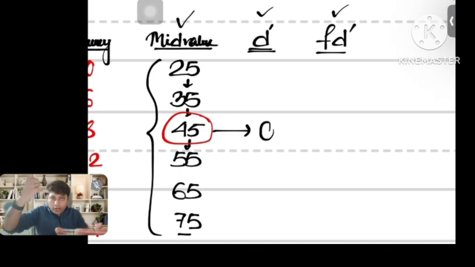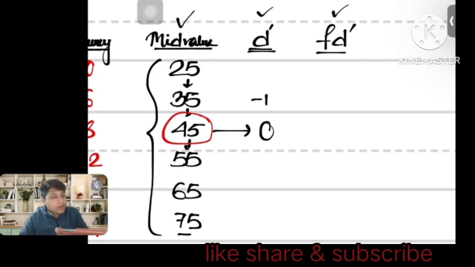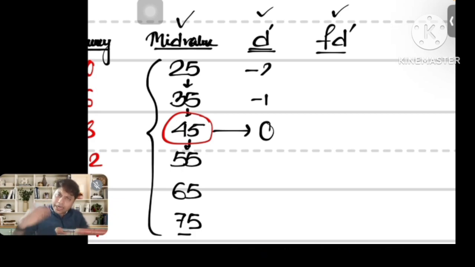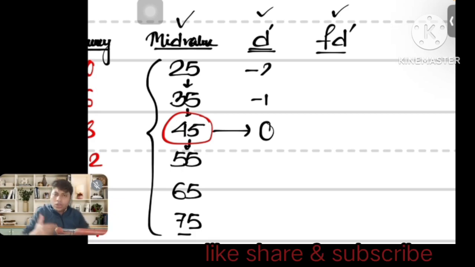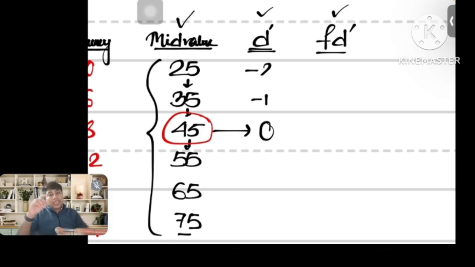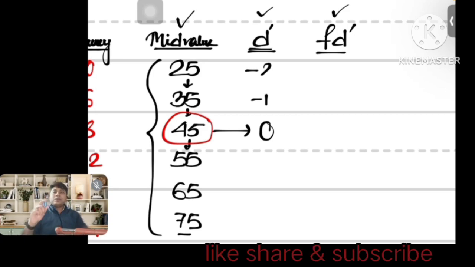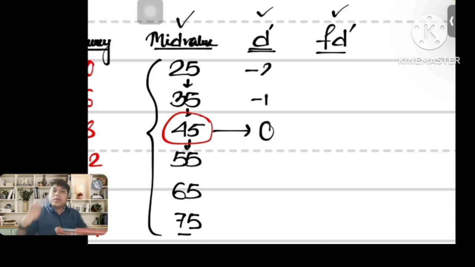And then, once you go upward, you have to write -1, -2. There are students who ask me, will it always be -1, -2? Yes. Don't use any other calculation there. It will always be -1, -2 if the common difference remains the same. Here the common difference remains the same: 10, 10, 10, 10.